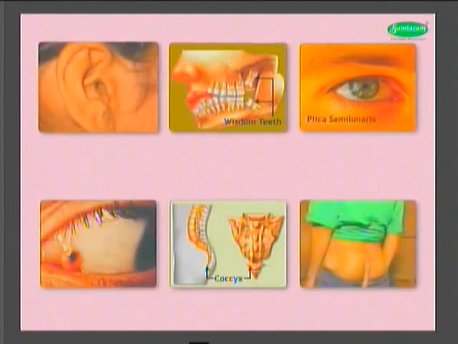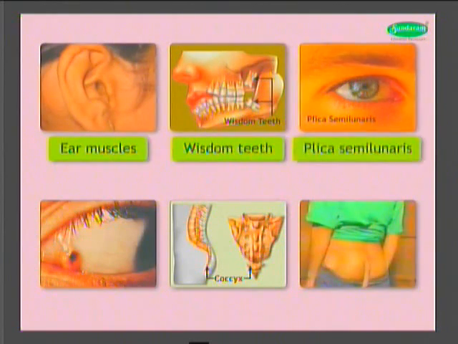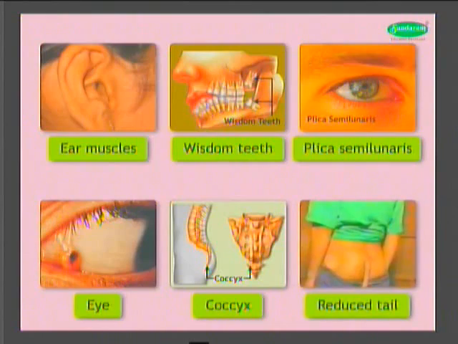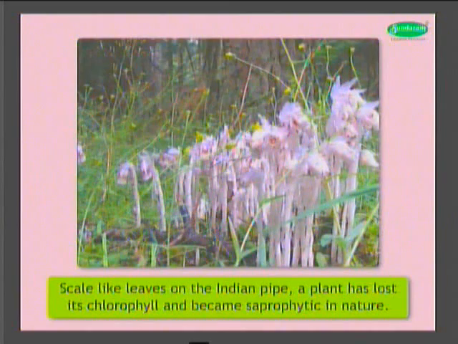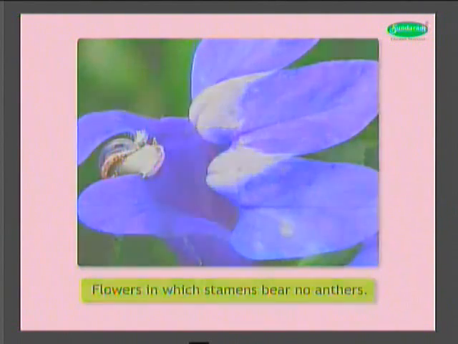Man shows a number of other vestigial structures. About 100 have been named. A few examples are ear muscles, wisdom teeth, plica semilunaris, representing nictitating membrane of the eye, coccyx, reduced tail, etc. In plants, the scale-like leaves on the Indian pine, a plant which has lost its chlorophyll and become saprophytic in nature, are vestigial. There are certain flowers in which stamens bear no anthers.